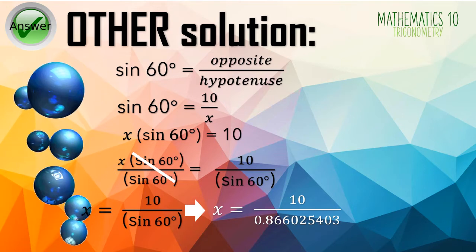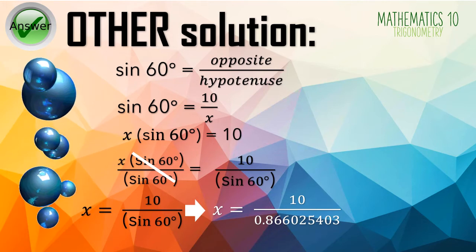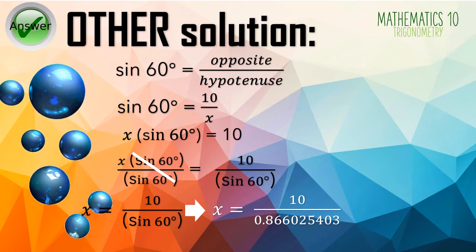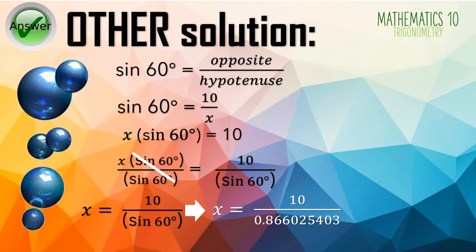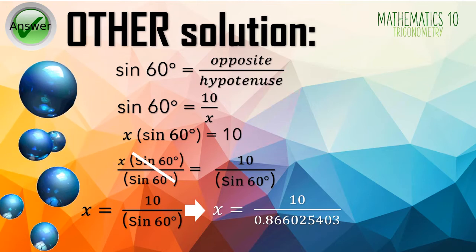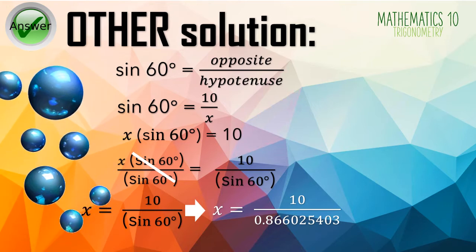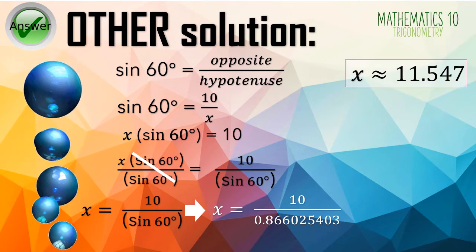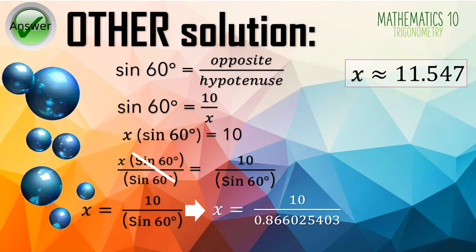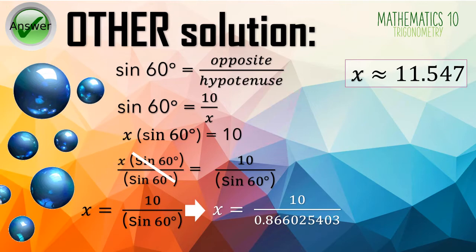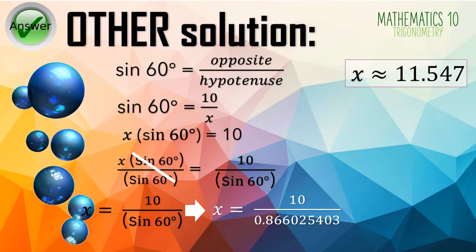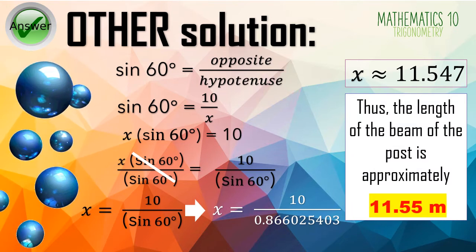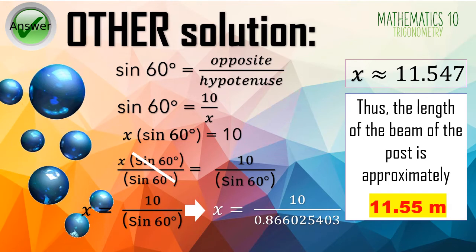0.866025403, or maybe others will be looking at the radical equivalent of sine 60 degrees. But I would suggest that you make use of your calculators because you do have your calculators with you already. So you just input 10 divided by sine 60 degrees and the calculator will give you this answer, 11.547. Same answer with what we got from cosine 30 degrees a while ago. That's it. Thus the length of the beam of the post is approximately 11.55 meters.